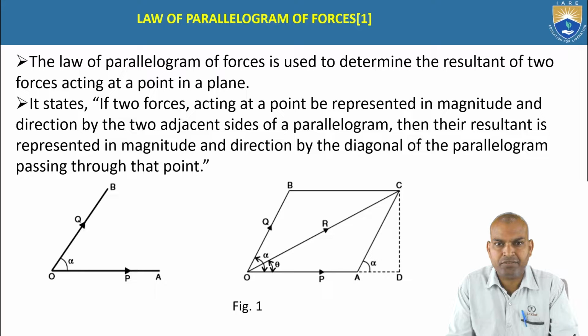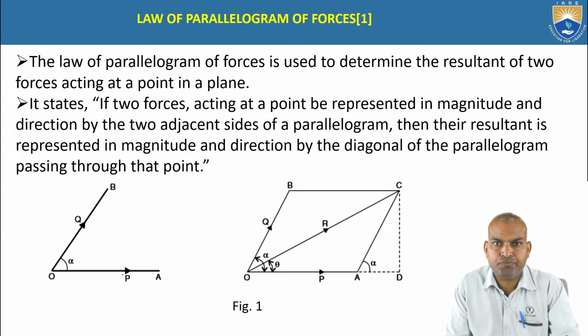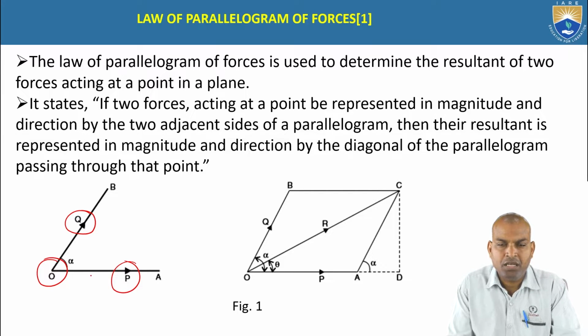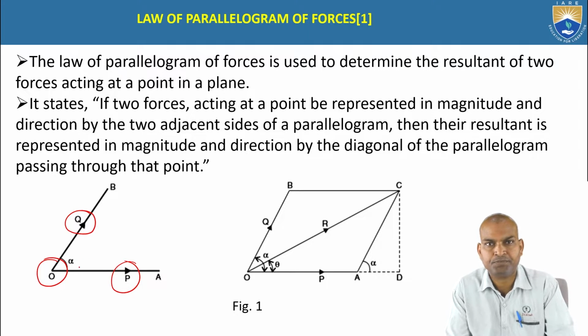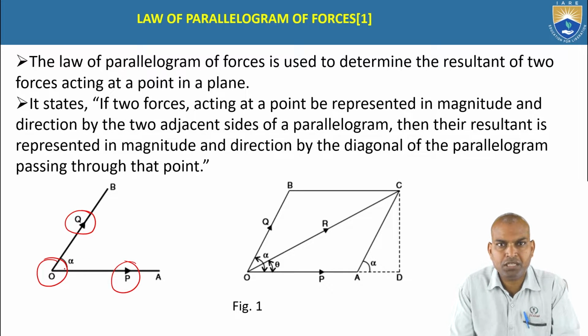It states that if two forces are acting on a particle or on a body, the effect of these two forces, here if we consider P and Q forces acting on a particle O, making an angle between these two forces of alpha, will be represented by a single force. That force is known as the resultant force. This force is the diagonal.